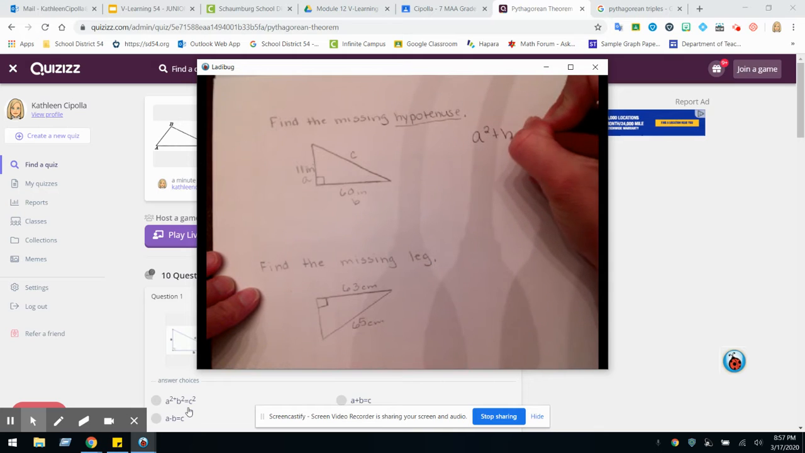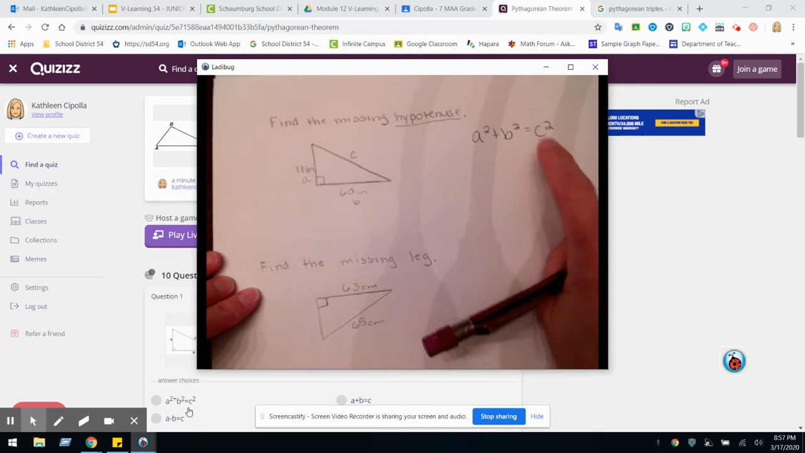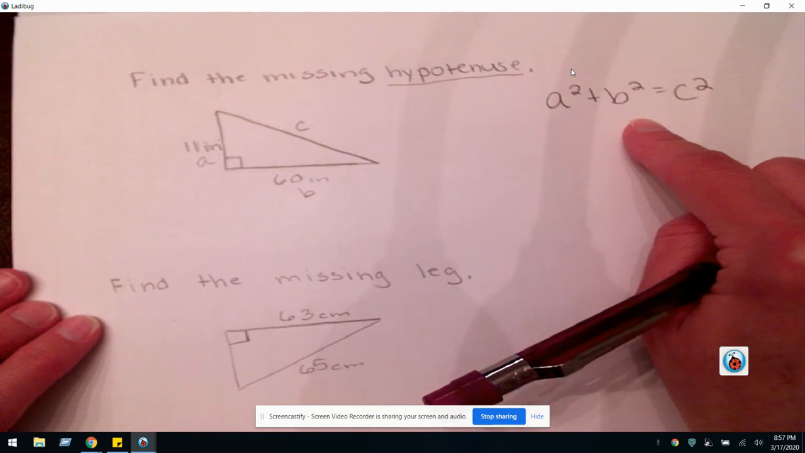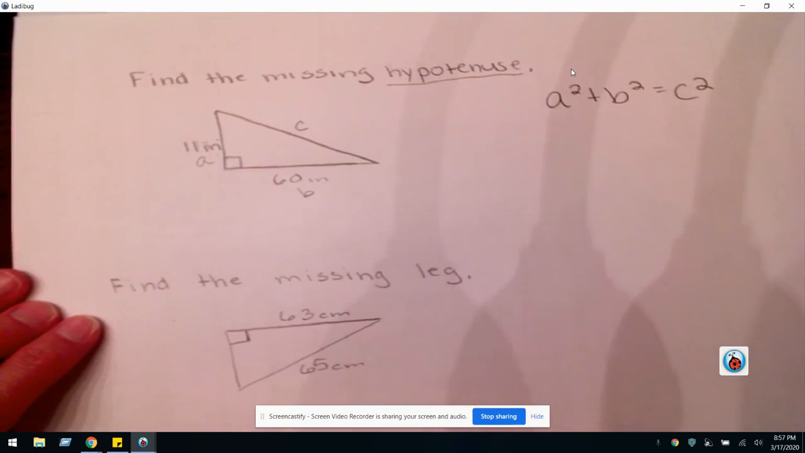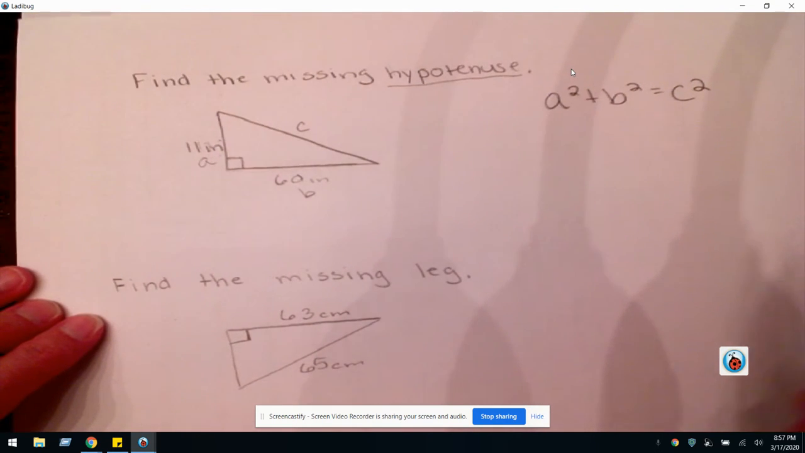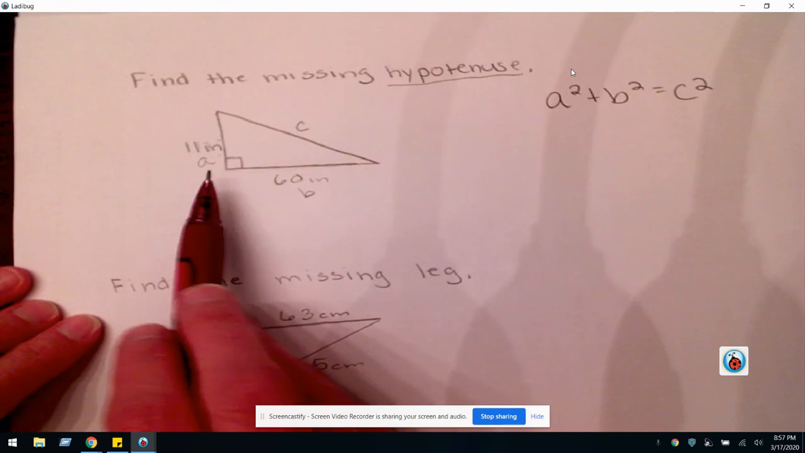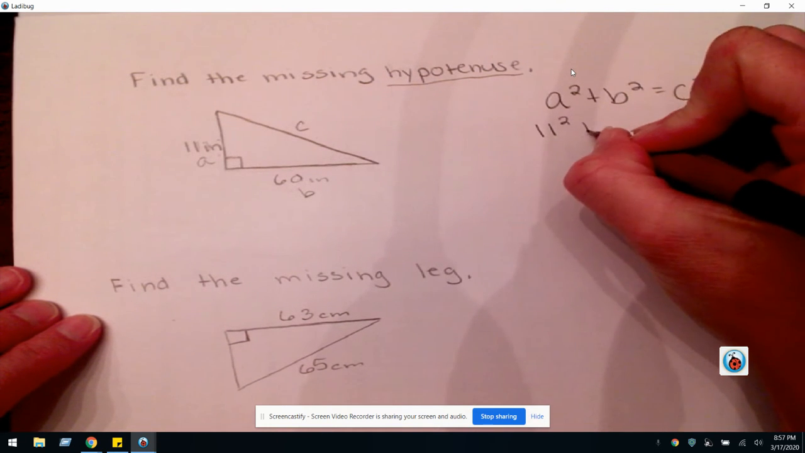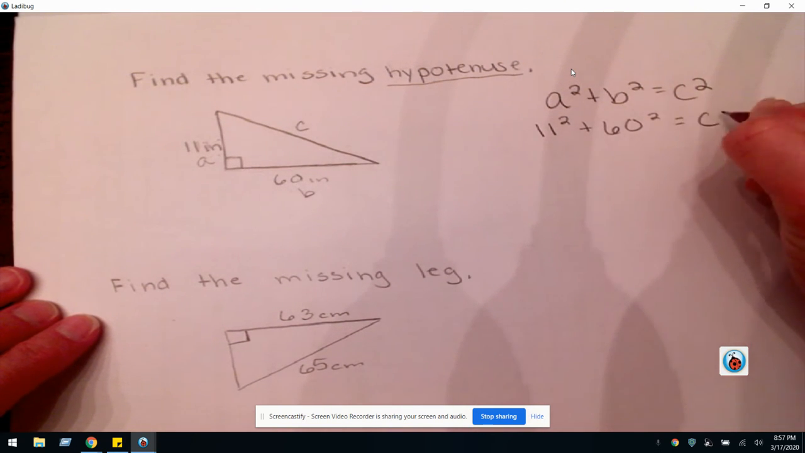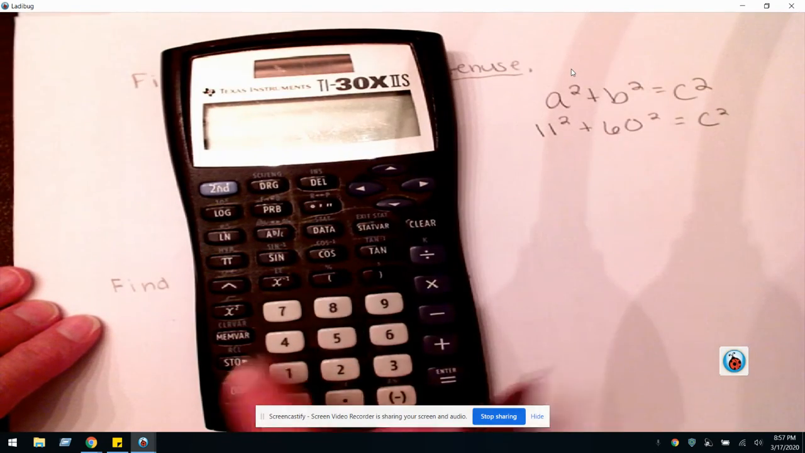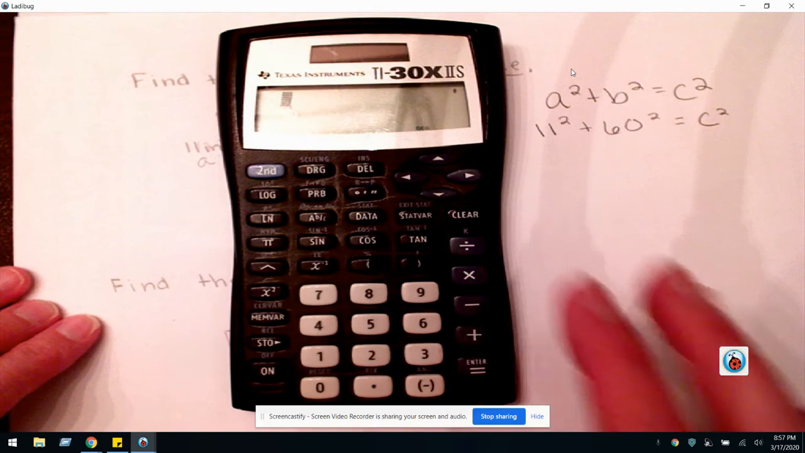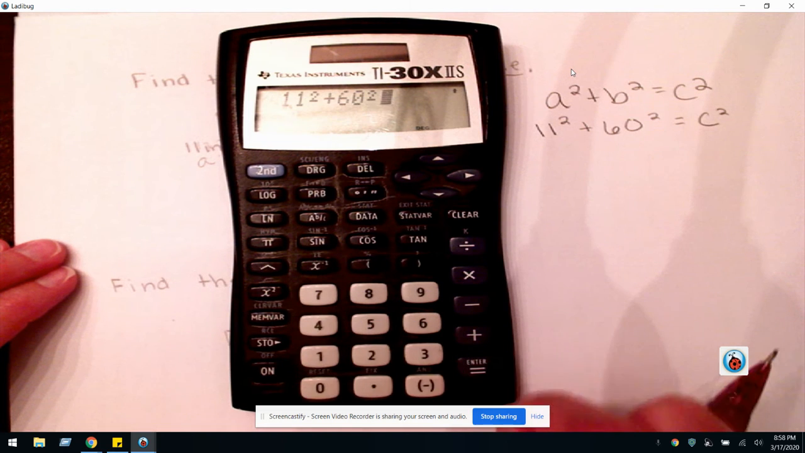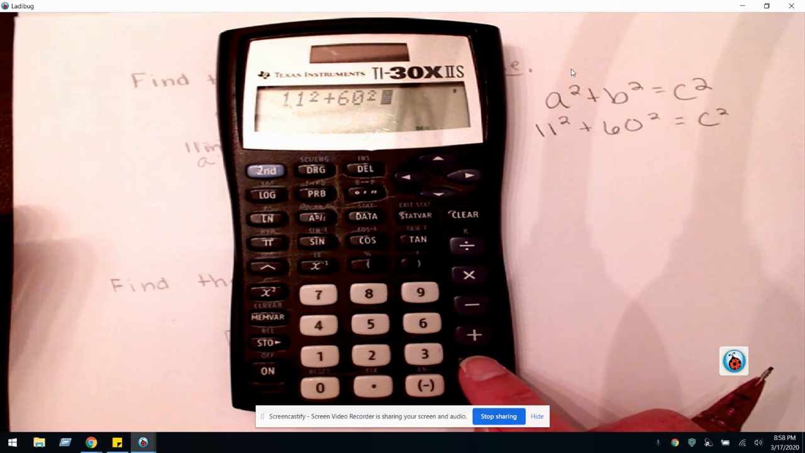A squared plus B squared equals C squared. This is Pythagorean theorem. Let me make this bigger, sorry. Let me focus this too. We are going to plug in the values that we know and then find the one that we don't. So 11 squared plus 60 squared equals C squared. I'm going to use my calculator. When you're missing the hypotenuse, it's the easiest one because you don't have to do any subtracting or anything. You just square the two and add them.